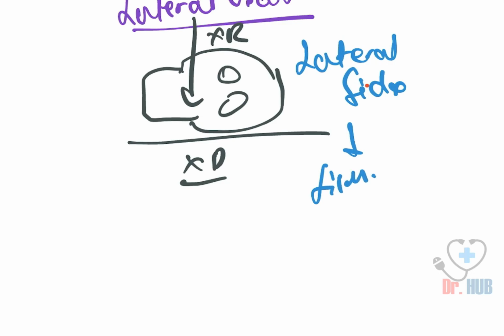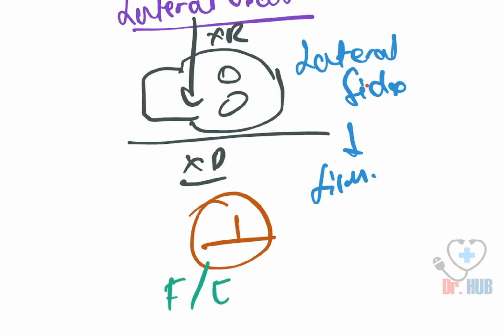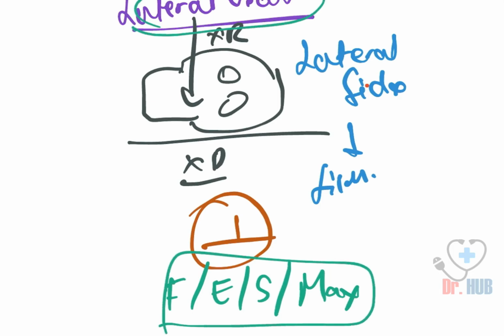And the X-ray beam is projected perpendicular to either side. And what is seen here is the frontal, ethmoidal, sphenoid, as well as the maxillary sinus. So what we saw was the lateral view. So here the frontal, ethmoidal, sphenoidal and maxillary sinus were seen.